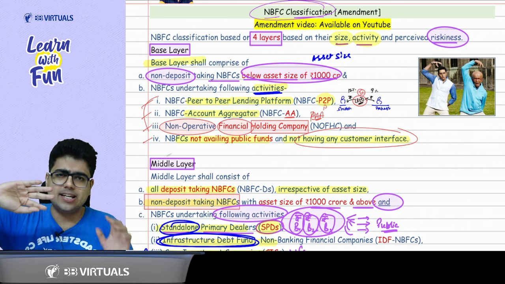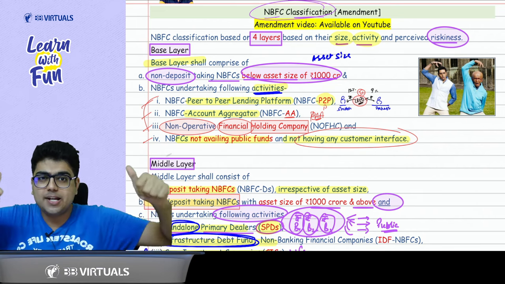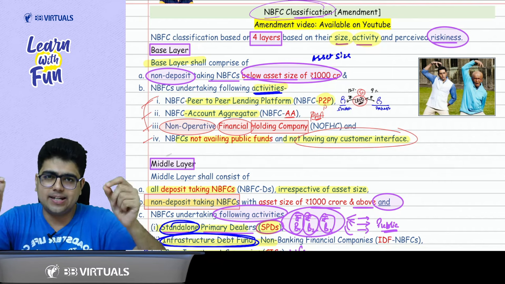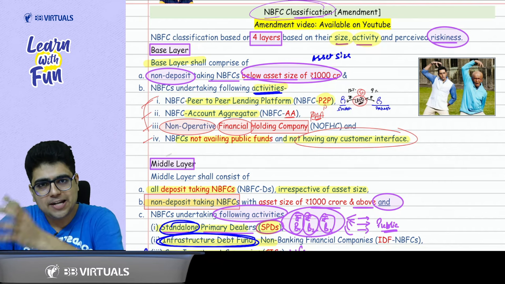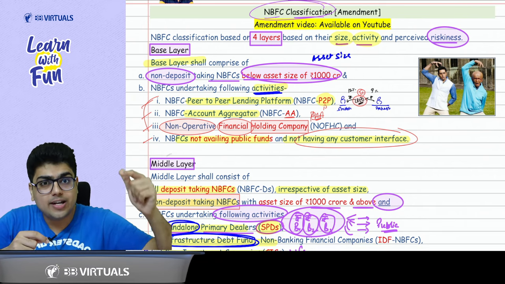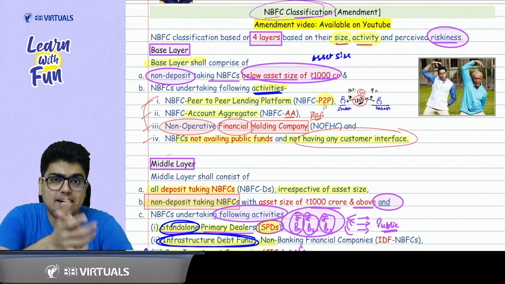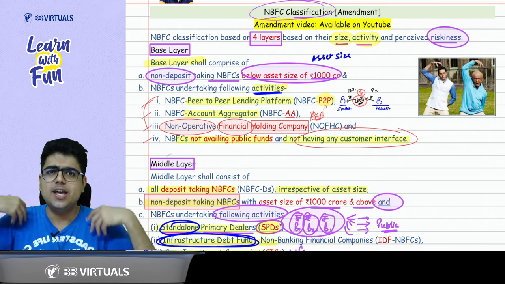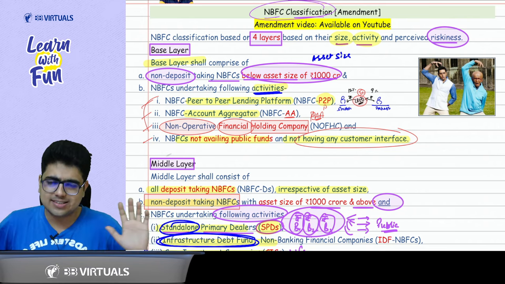Then there are four categories of activities. Papa, parent. Who sets the base of the house? Parents. That means P2P lending, account aggregator. Parent means holding company, that means non-operative financial holding company, not accessing any public funds, not having any customer interface.